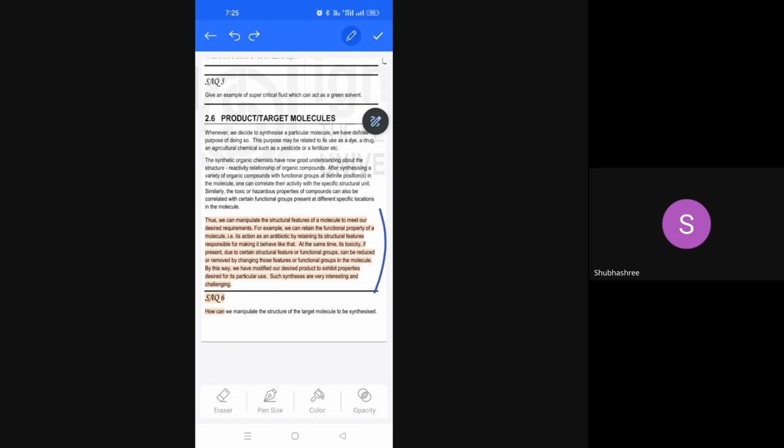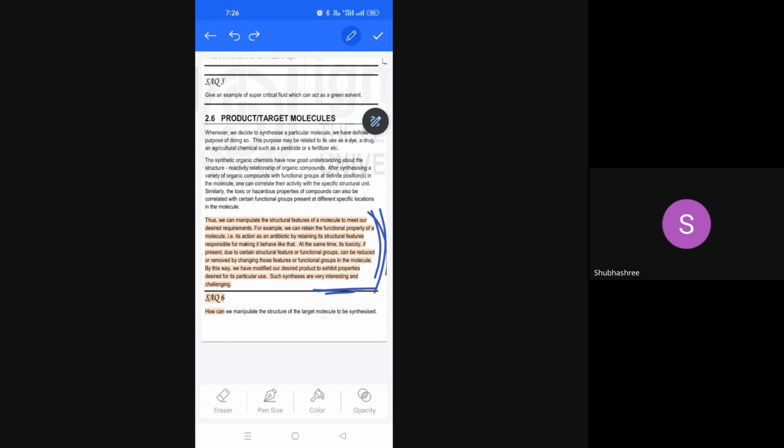Suppose one functional group is giving a byproduct which is toxic. So you should change the functional group from one functional group to another, but the reactivity and the action of the product should remain constant. You should change the functional group so that the toxicity will change. Manipulate the structural features of a molecule to meet our desired requirement. This line I am reading.